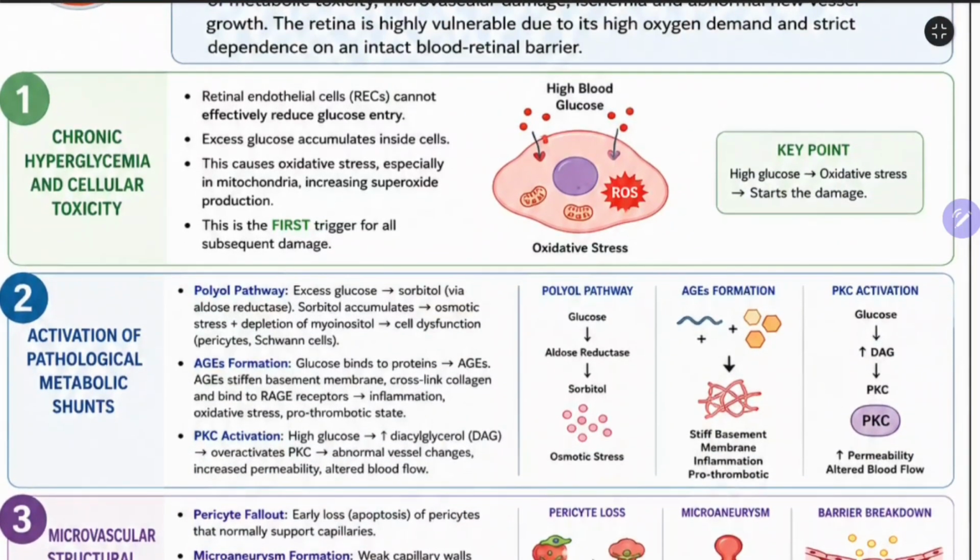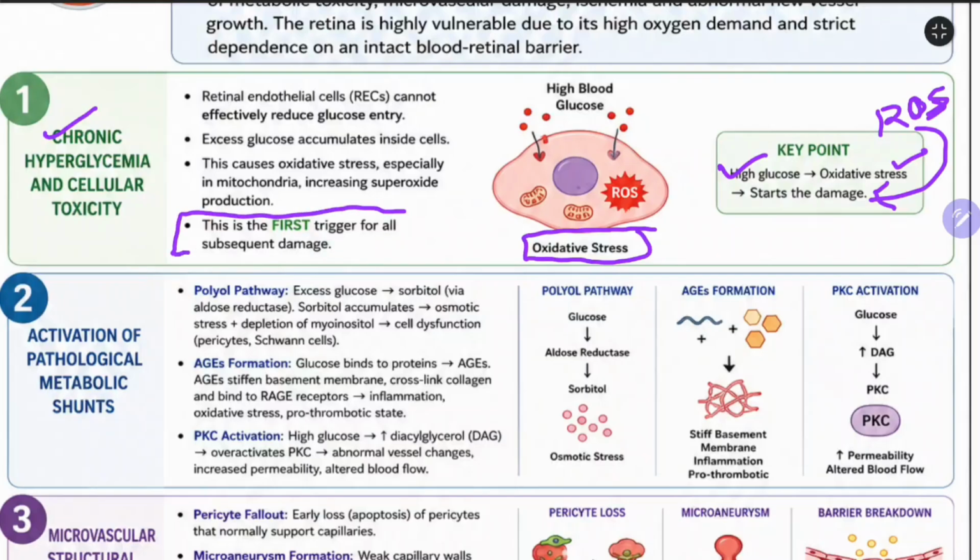So what are the things which are happening? Chronic hyperglycemia leads to cellular toxicity first. Chronic hyperglycemia will lead to oxidative stress in the cells. High glucose will lead to oxidative stress, that is nothing but production of a high amount of reactive oxygen species. Reactive oxygen species will cause damage to the cell. So this is the first trigger for all the subsequent damage.